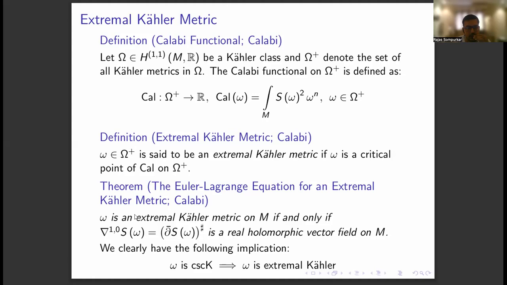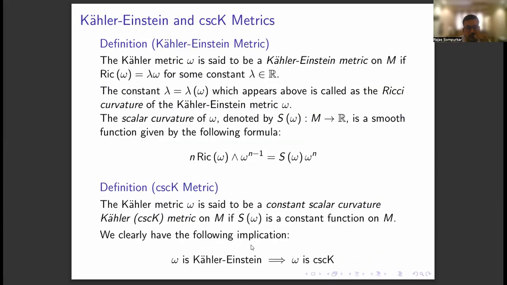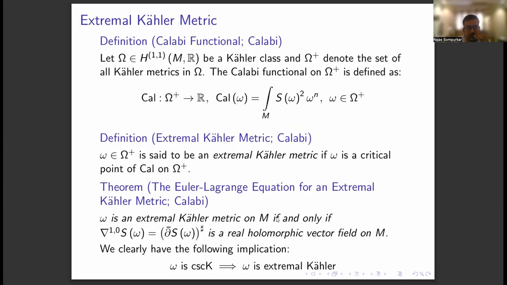This is the equivalent characterization for extremal Kähler metrics, and this is precisely the condition which is actually used for checking whether a Kähler metric is extremal or not. And then we can check that CSCK implies extremal Kähler, because if omega is a CSCK metric, then this S of omega will be a constant, and that's why this will be equal to 0, and hence it's a holomorphic vector field. So extremal Kähler metrics contain CSCK as well as Kähler-Einstein metrics as special cases.